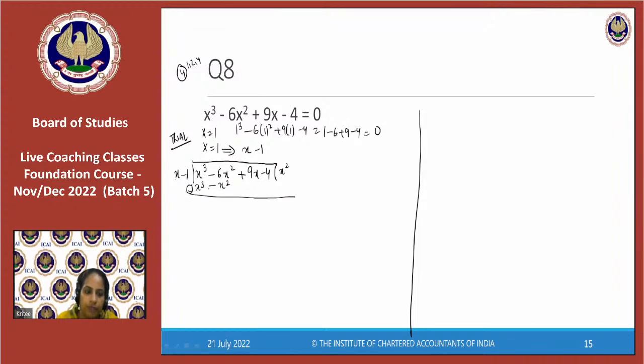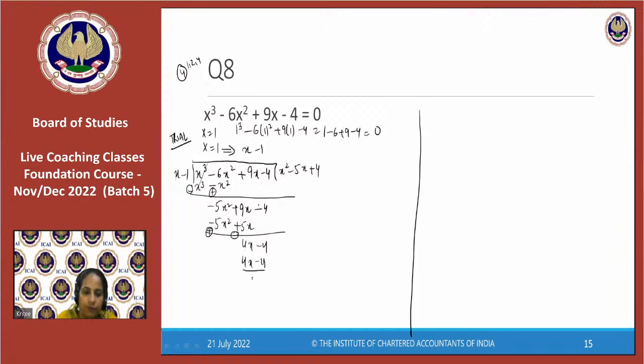It's a typical division. We go as many letters as we have here. So x cube minus x cube cancels away. Minus 6 plus 1, minus 5x square plus 9x minus 4. So I need minus 5x square, so I will multiply it with minus 5x. This gives me minus 5x square plus 5x. Again, subtracting, so this cancels away. I get 4x minus 4 plus 4.